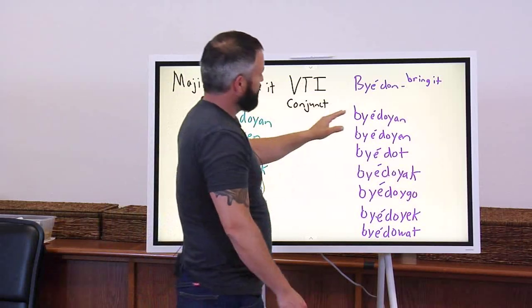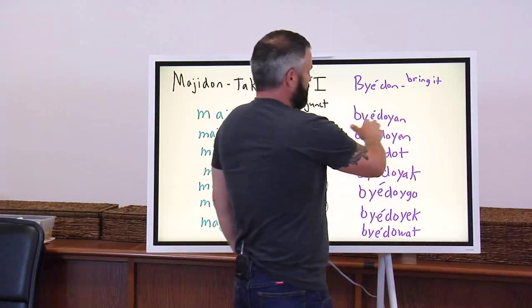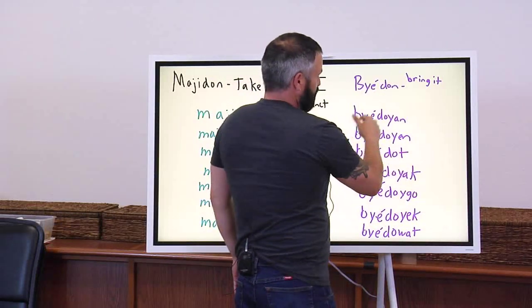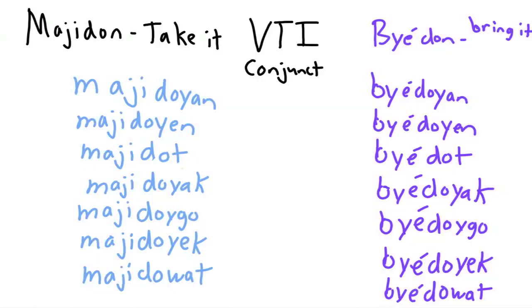Biadoyan is bring it, okay? So bring it, again it or them with this. Biadoyan, I bring it or them. Biadoyin, you bring it or them. Biadot, he or she brings it or them. Biadoyak, we but not you bring it or them. Biadoyago, we all bring it or them. Biadoyuk or yak, you all bring it or them. Biadowat, they bring it or them.